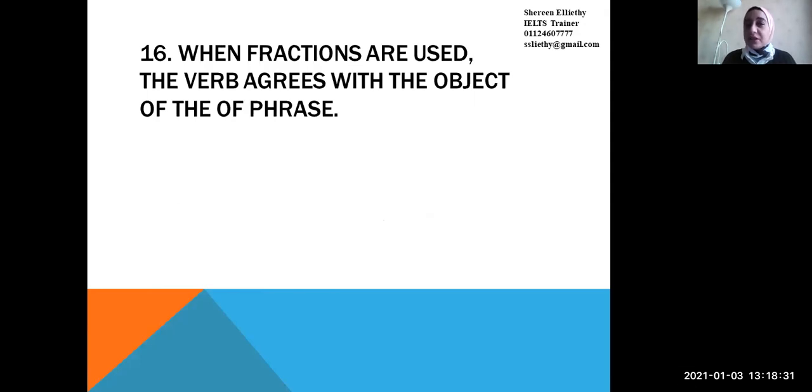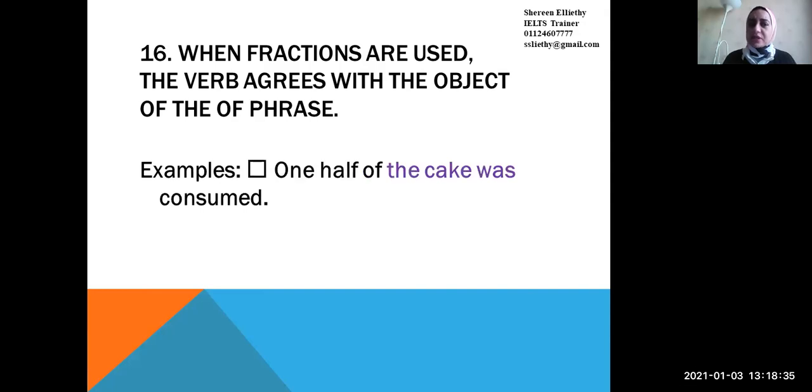When fractions are used, the verb agrees with the object of the phrase. What is the meaning of fractions? 1/2 of the cake was consumed. So when fractions are used, the verb agrees with the object of the phrase. Where is the object here? 1/2 of what? It's the cake, and cake is singular here.